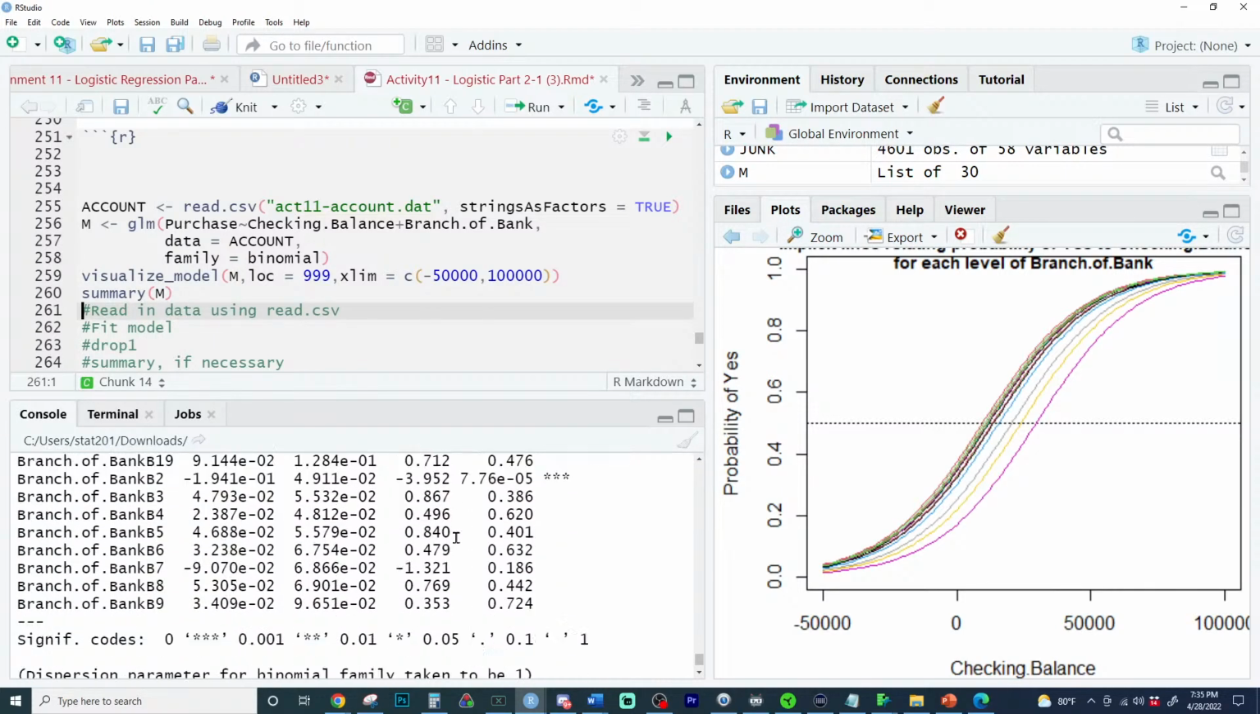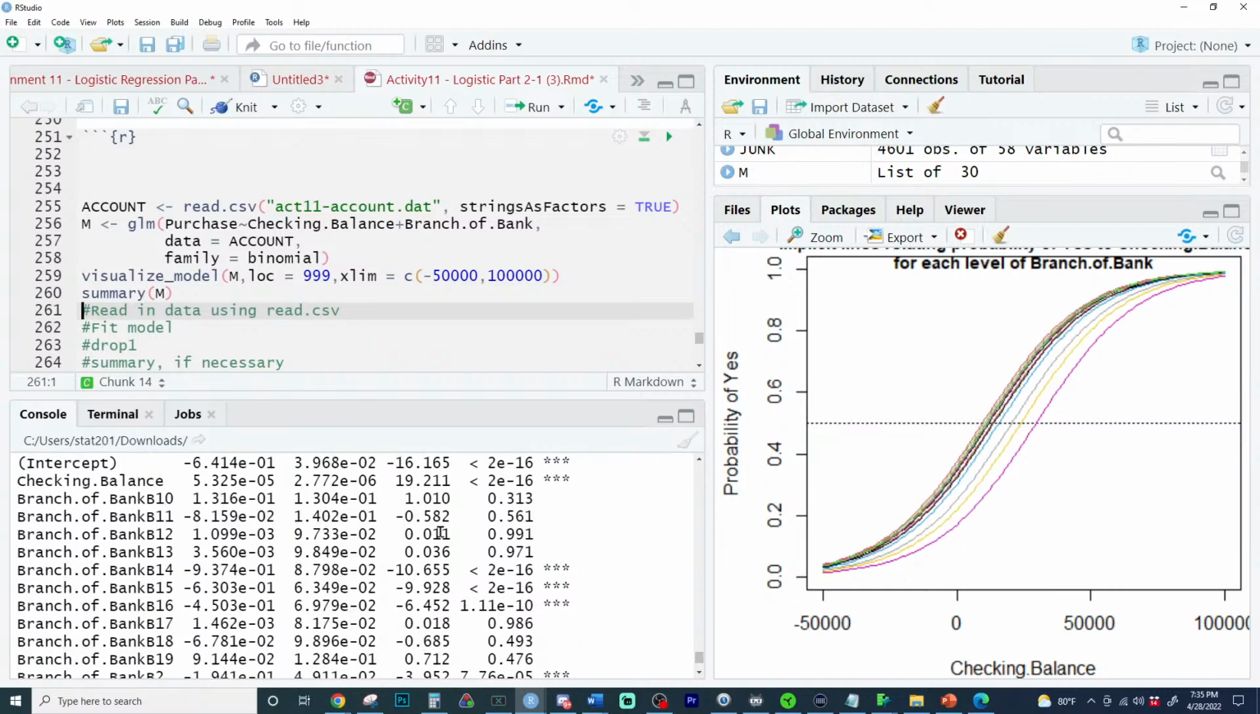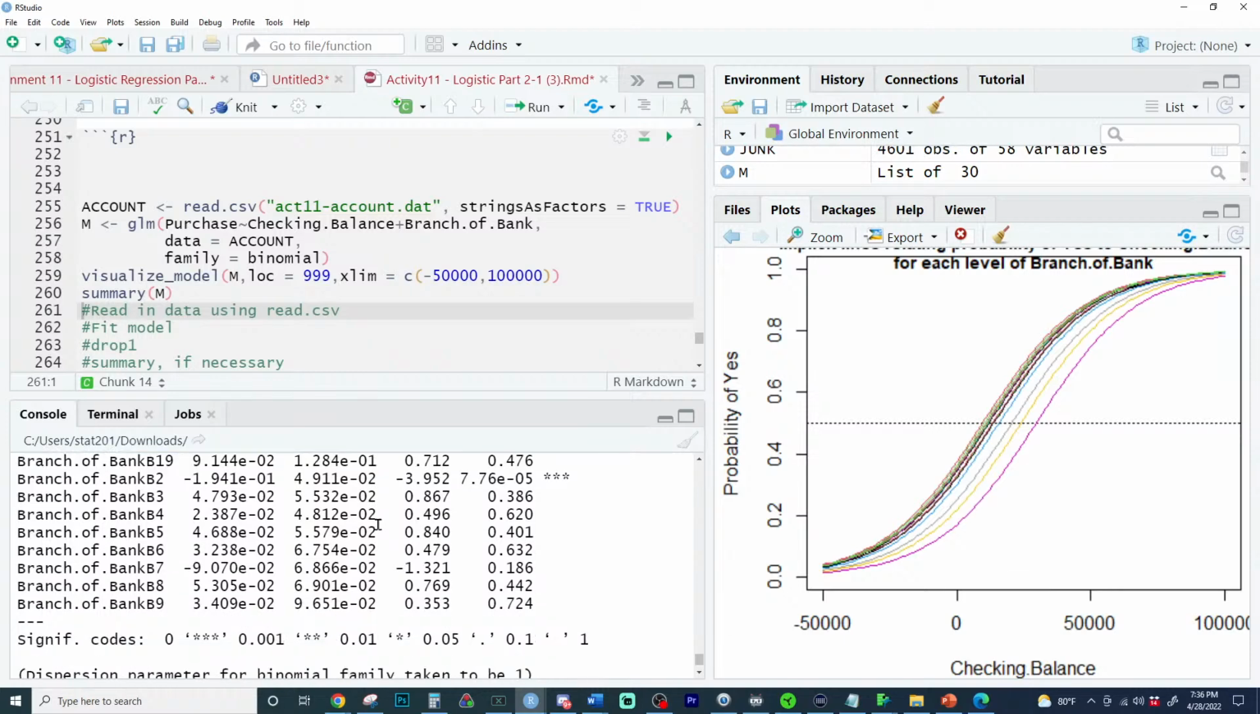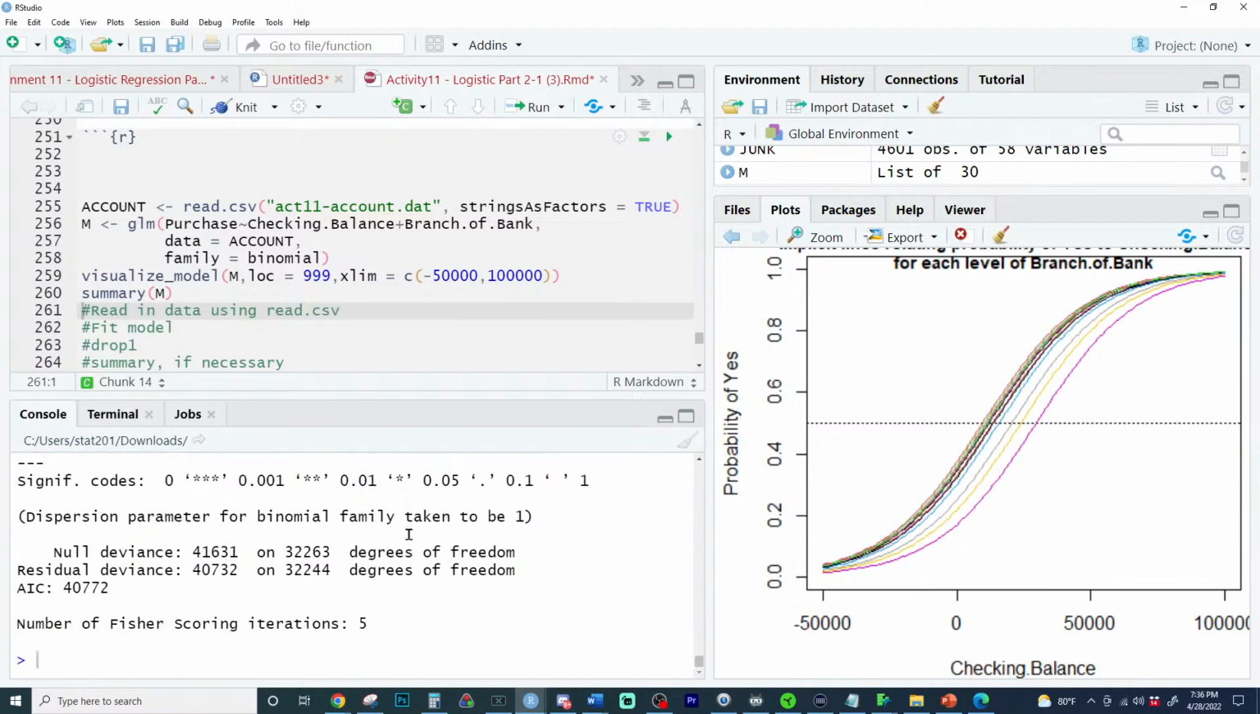The drop one, exactly. You see how it has all these different levels, which are differences from the reference level. Like, is this one significant? Well, it's significantly different from the reference, which is probably 1. Yeah, it's branch bank B1. We don't see it because it's first, alphabetical. Remember, reference is first, logistic is last. And so we can do the effects test with the drop one.